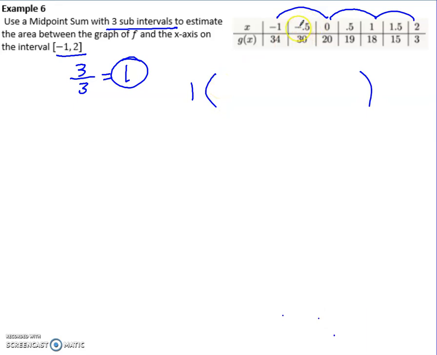So when I plug in this midpoint, the first one I get 30. The second midpoint is this guy in between, I get 19. And the last one here is 15, for a total of 64.